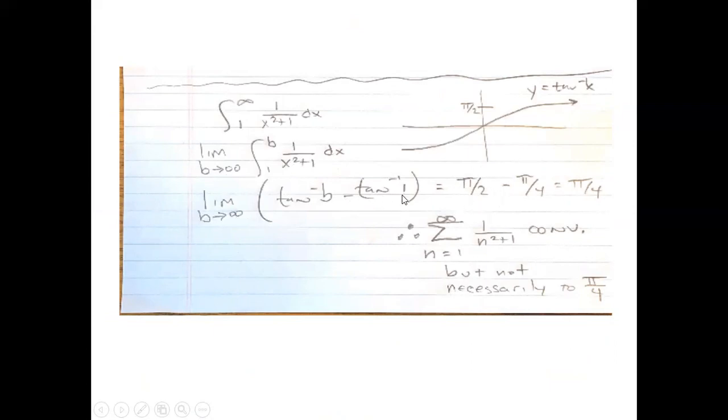And then the inverse tangent of 1, what tangent of what angle gives me a value of 1? Well, hopefully you know that's 45 degrees, pi over 4. So that's how I got pi over 4. So therefore, this original series does converge, but it doesn't converge necessarily to pi over 4.